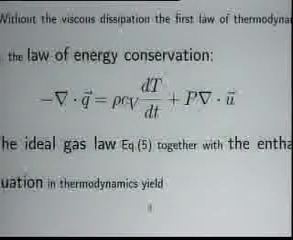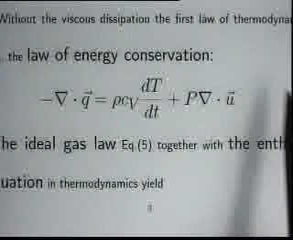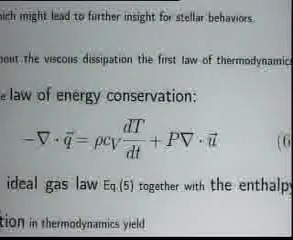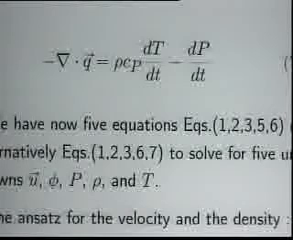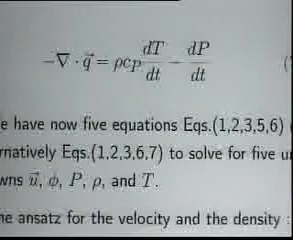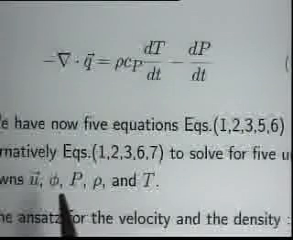Without the viscous dissipation, the first law of thermodynamics, in other words, the law of energy conservation, is given by equation 6 here. Also, the ideal gas law here, together with the enthalpy equation in thermodynamics, lead to equation 7. So actually I have 5 equations: equation of continuity, Euler's equation, Newton's gravity equation, ideal gas law, and first law of thermodynamics. Or instead of the ideal gas law, I can use equation 7 to solve 5 unknowns, in other words, U, phi, pressure P, density, and T.